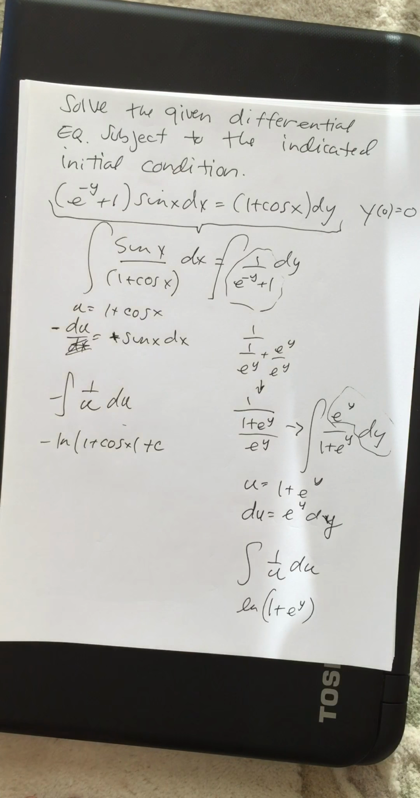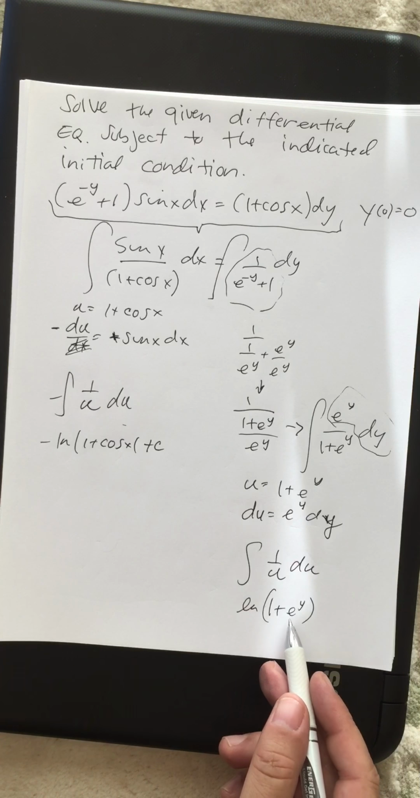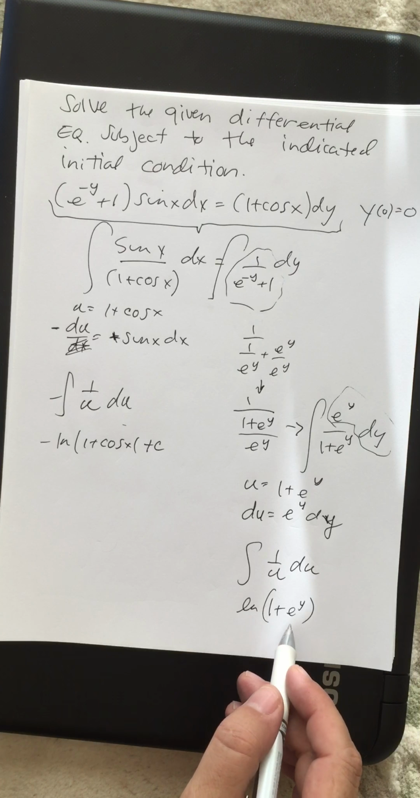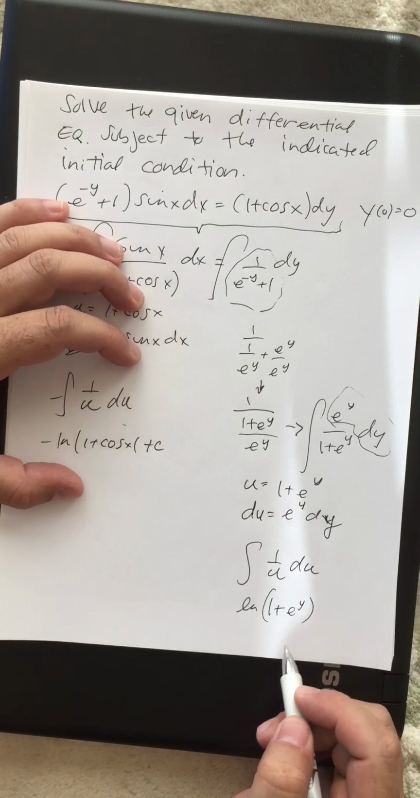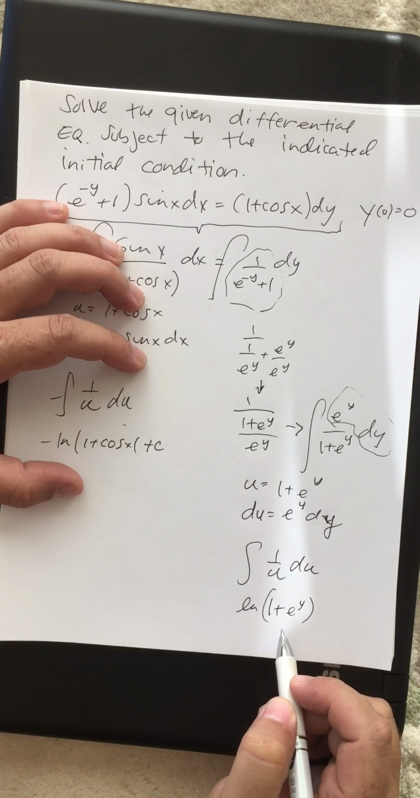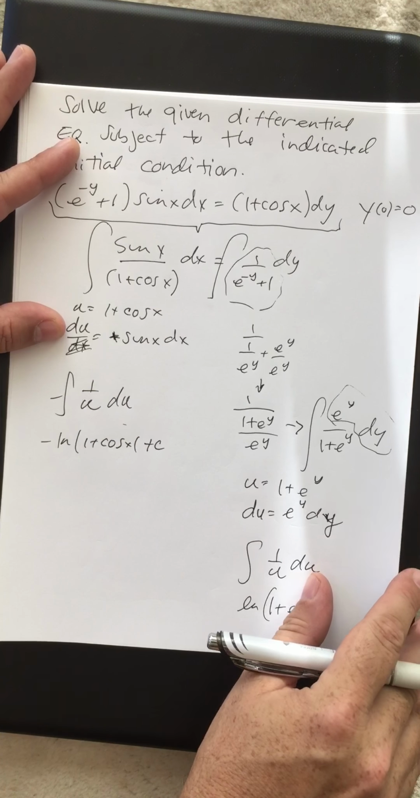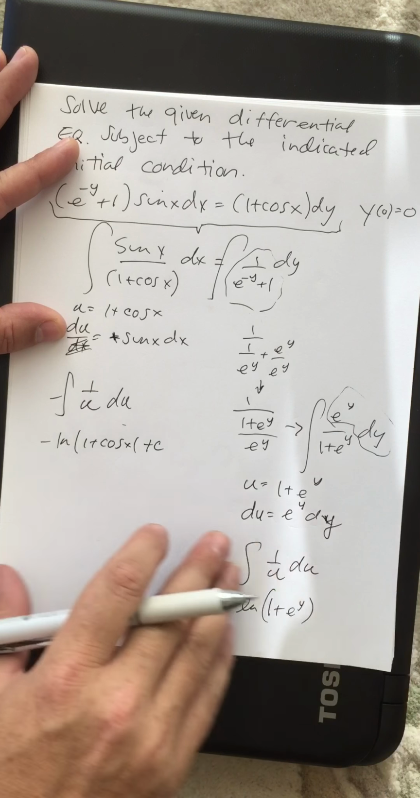Do we have to use absolute value signs? No, because this can never be negative. I don't care what value you pick for y, it'll never be negative, and it'll never be 0. So, let's go ahead and move on to another piece of paper.